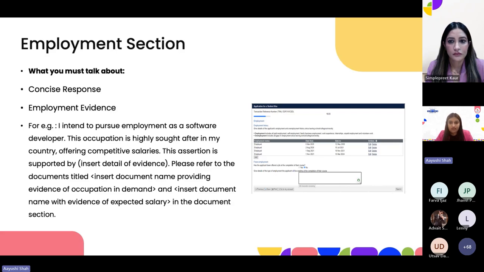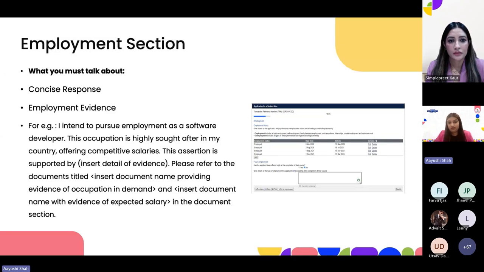Now be specific about the type of employment your applicant will seek. For example, if I'm studying accounting, I'll write that I'm looking for a job as an accountant. If I'm a system analyst, a medical practitioner, or a biotechnologist, I'll write that particular occupation. So be very specific.